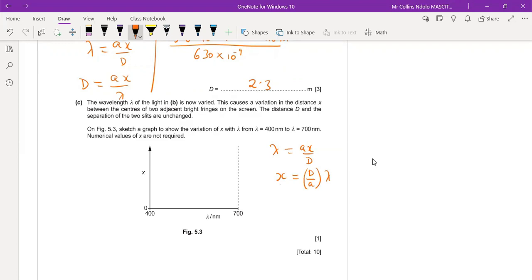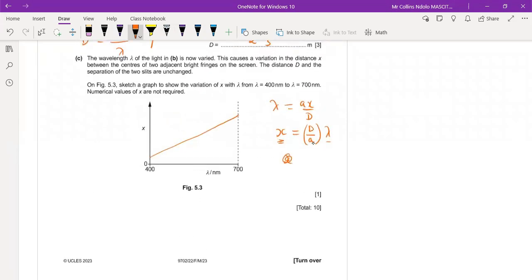If you're plotting X, remember for this particular point here, the value of X won't be 0. They are directly proportional. Therefore, we will have a straight graph cutting with a positive value of X, because they are proportional. So X cannot be 0 here. That's why we don't start from 0.